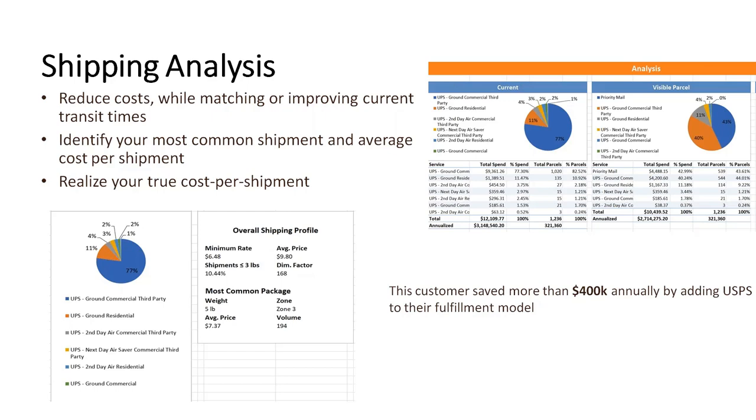The post office module comes standard with StarShip. One particular customer has saved over $400,000 by adding USPS into their list of options for order fulfillment.